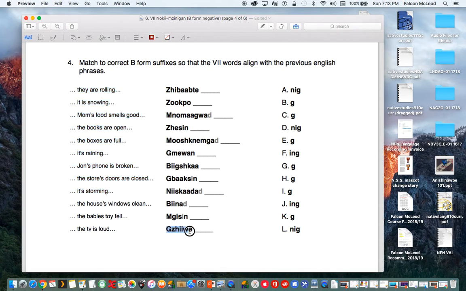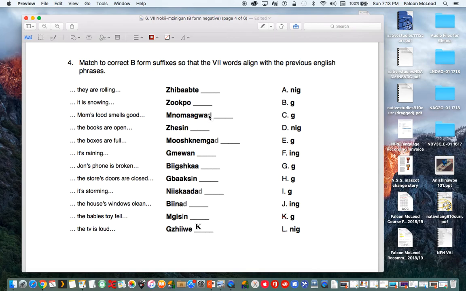So Ojibwe means it is loud, which is right here, loud. So we're talking about the TV as being loud. So we just need third person singular, which is right here. There's a K. We know that third person singular in Bform is just a G ending. So you put a K right there. Oops. And then cross that out here. So we don't use that anymore. So you can go through the rest of these.